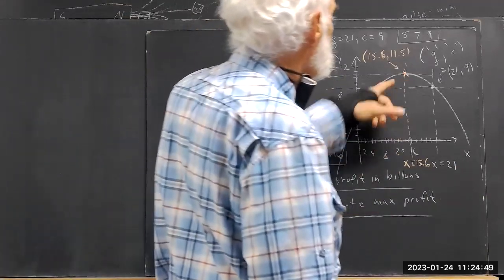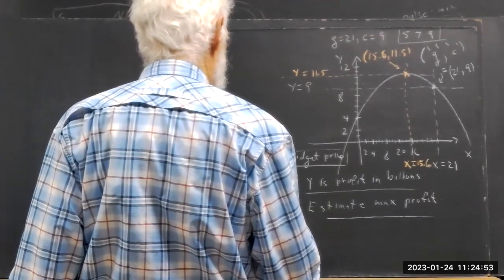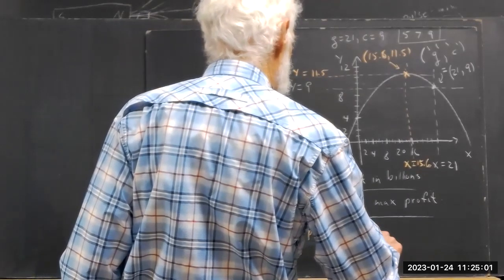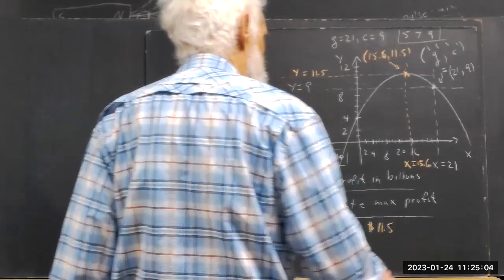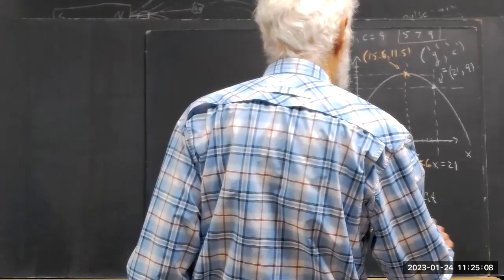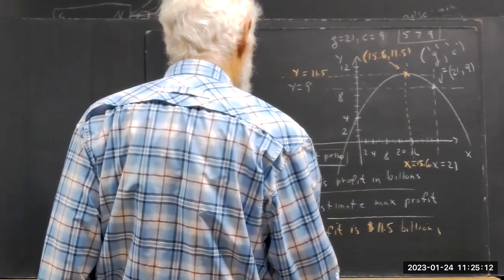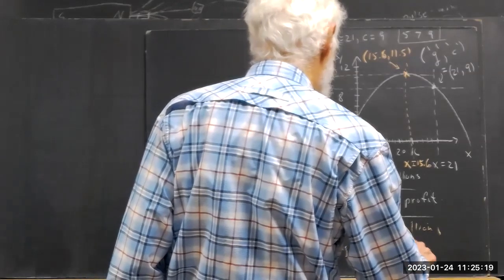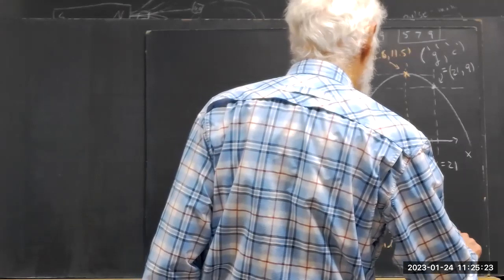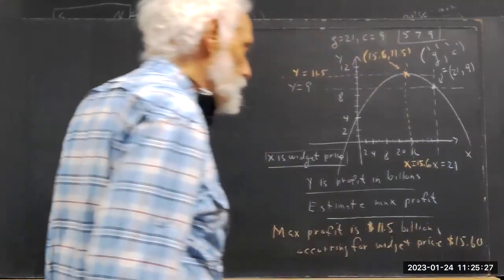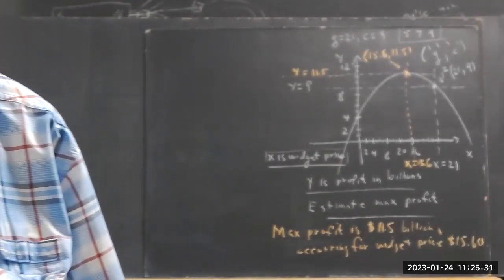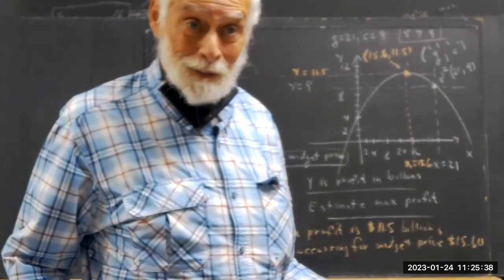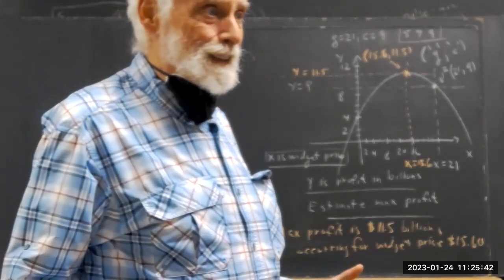So this is the maximum profit, and the widget price is 1560. That means if my model is right, and if I'm the guy that's making the models, or the head of the team making the models, I better know what I'm talking about.